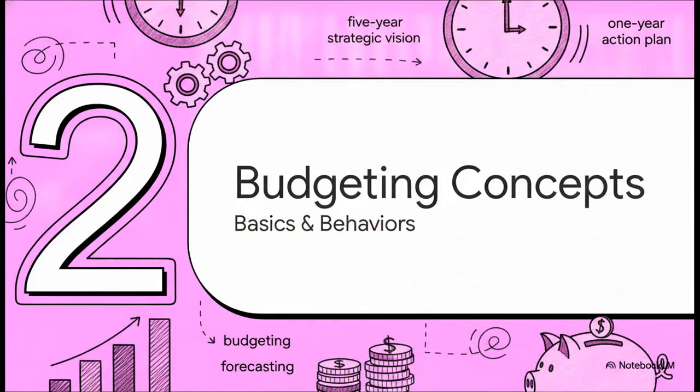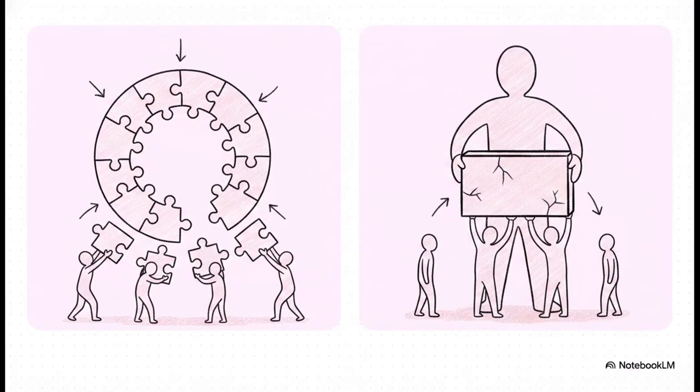Okay, moving on to Section 2, budgeting basics and behaviors. So now we've got to turn that massive 5-year strategic vision into a 1-year mathematical action plan. We are officially entering the world of budgeting. And the first big question is, who actually puts this thing together?